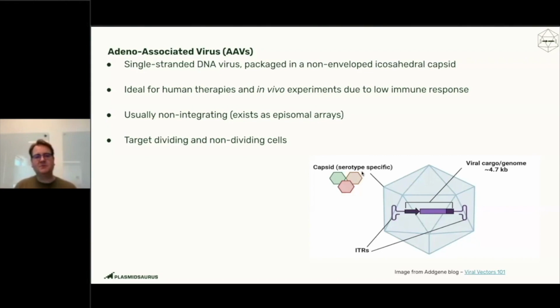adeno-associated viruses, or AAVs, are single-stranded DNA viruses. This DNA is packaged into a non-enveloped icosahedral capsid. They're ideal for human therapies and in vivo experiments due to their low immune response. Usually their genomes are non-integrating, as in they exist as episomal arrays, but they do integrate at a low frequency. And these viruses can target dividing and non-dividing cells. So things like neurons and muscles become accessible to gene therapy.